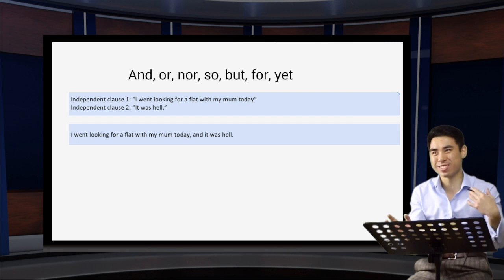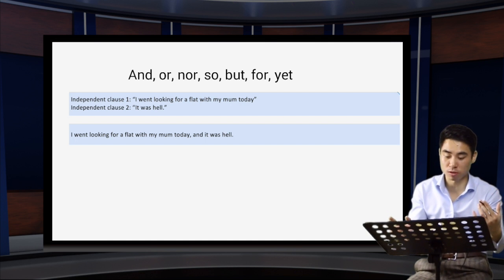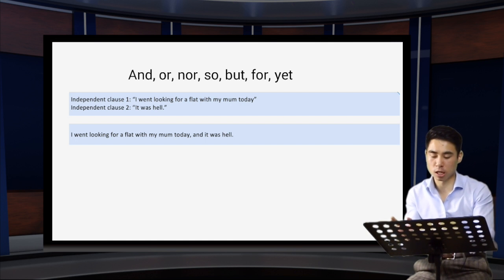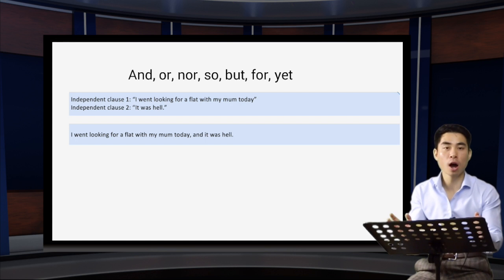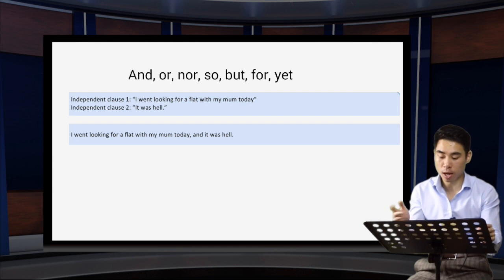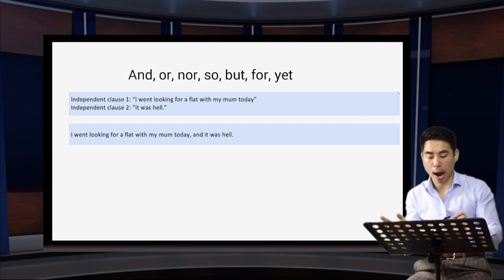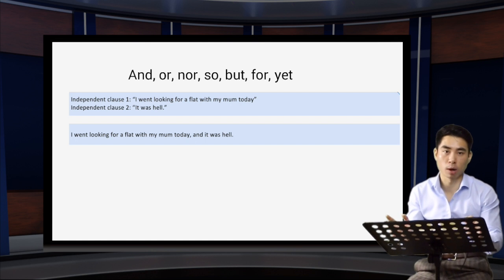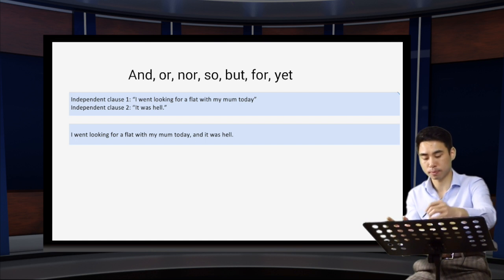Obviously, in terms of the sense of the sentence, only some of these fit. So instead of the word and, I could have the word so, and in terms of my punctuation, it would be exactly the same. So it would read, I went looking for a flat with my mum today, so it was hell. And again, it would be a comma in front of my coordinating conjunction there.